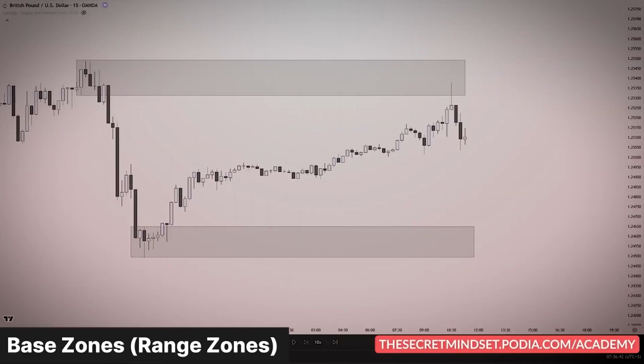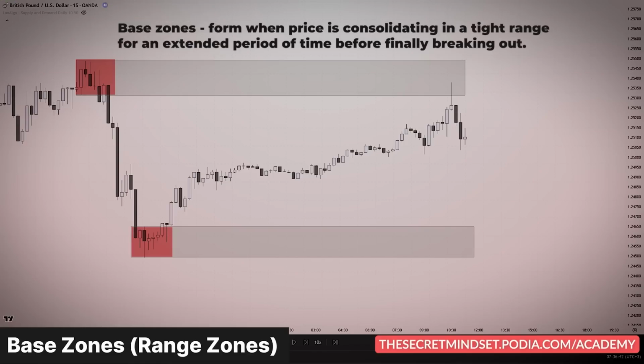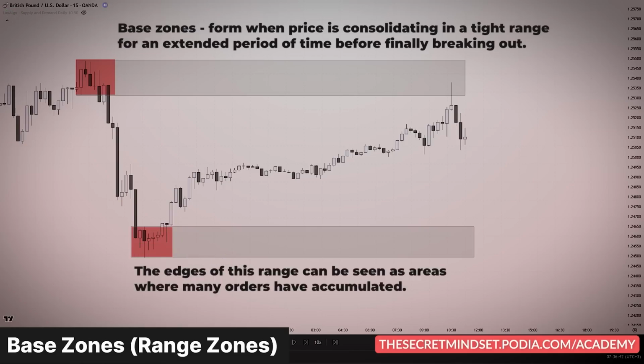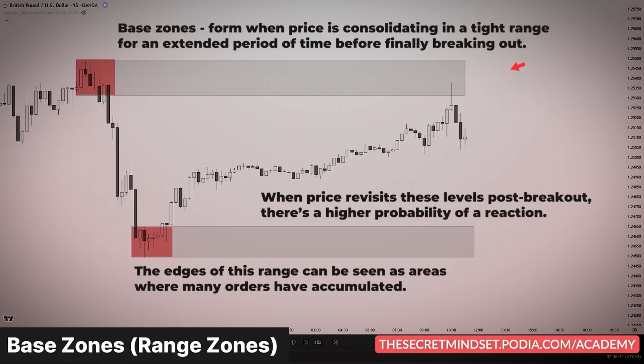Now, there are a few different types of zones to look out for. First ones are base zones or range zones. These form when price is consolidating in a tight range for an extended period of time before finally breaking out. You can think of the edges of that range as areas of supply and demand, where a lot of orders have built up. So when price revisits those levels after a breakout, there's a higher probability of a reaction.